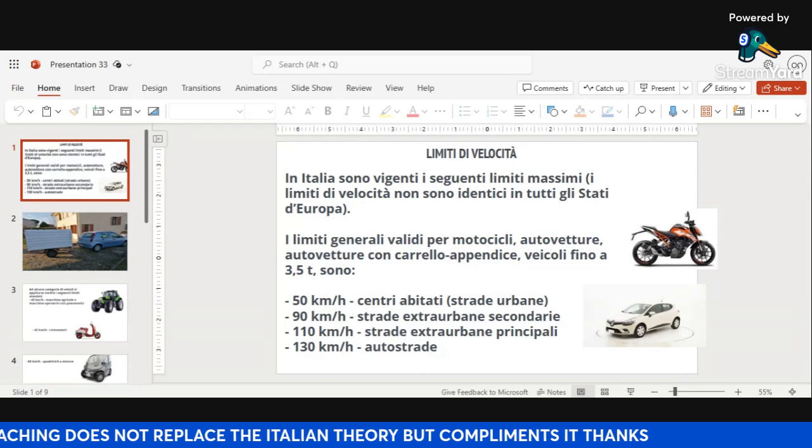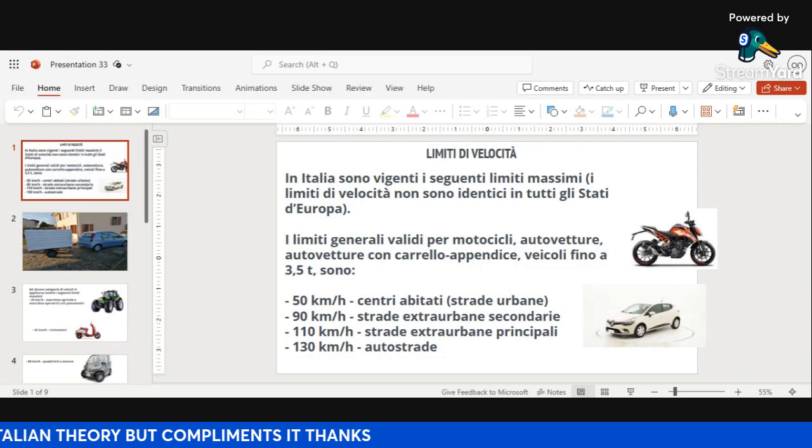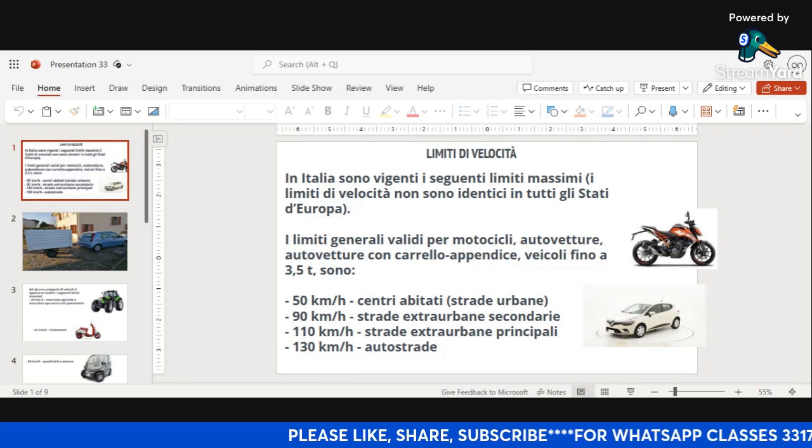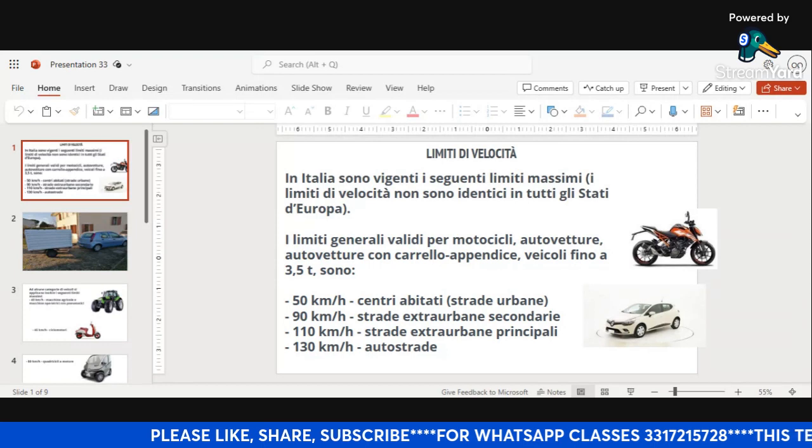Now, what are these general speed limits in Italia? Number one, we have 50 kilometers per hour inside of centri abitati, which is inside of the city. We have 50, so if you go more than that, it is over the limit.